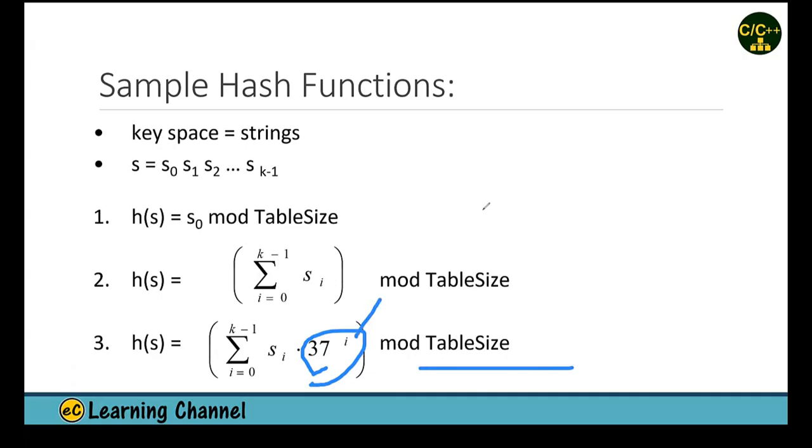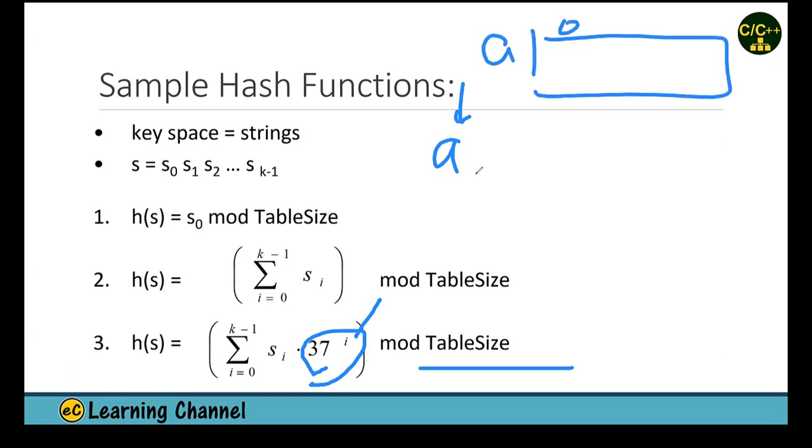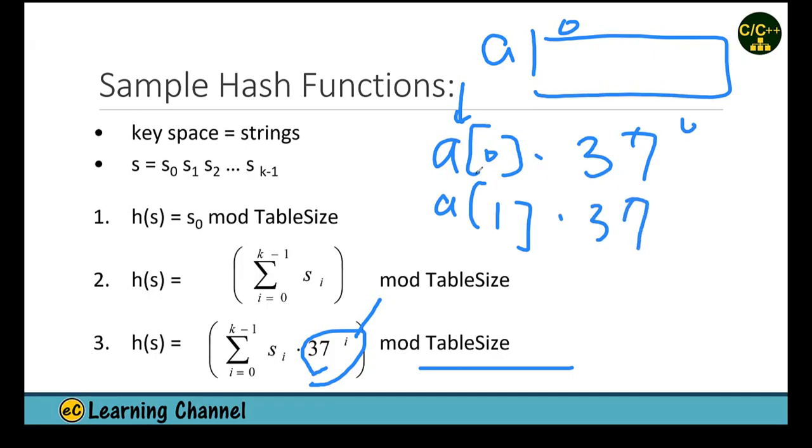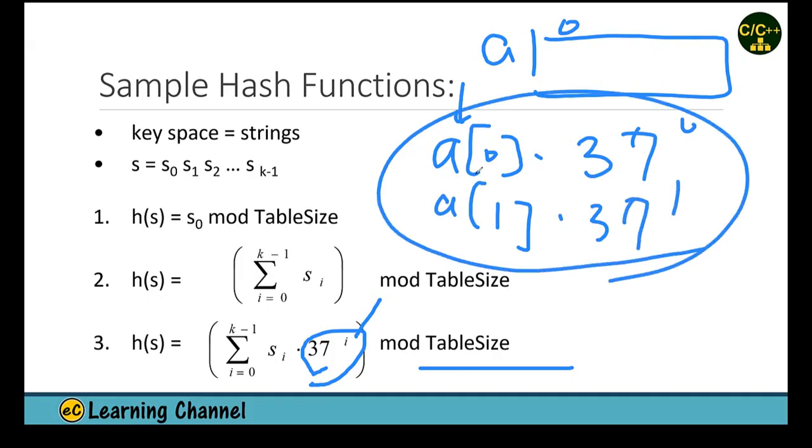So basically you have a string. For each location, A0 times 37^0, A1 times 37^1, something like this to spread it out. You sum them together. These are some sample hashing functions. Does that make sense?